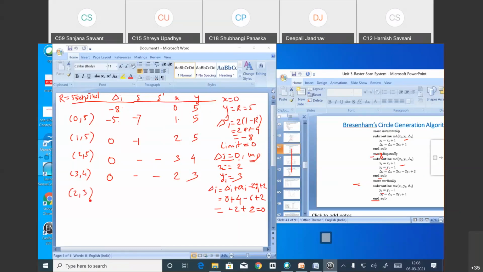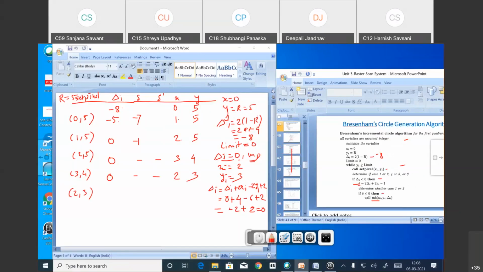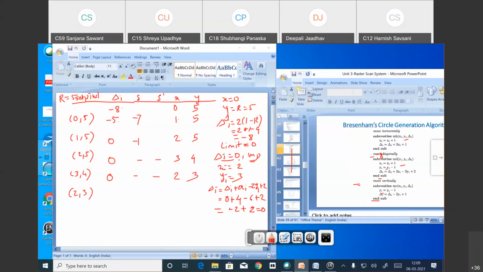After this 2, 3, the next one, check whether the limit is greater than 0. Yes, yi is 3, so it is greater than 0, and that's why go for the next step. Check what is the value of delta I. Put pixel xi, yi 2, 3. Delta I is equal to 0. That's why again we move diagonally.